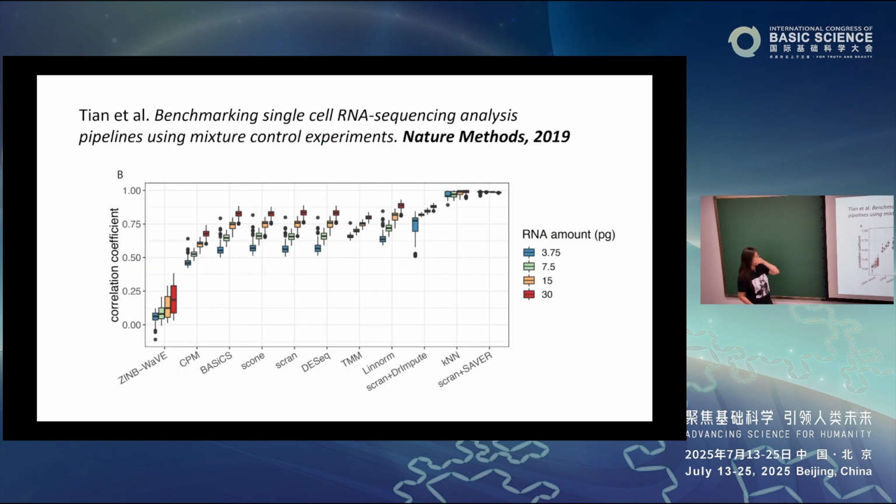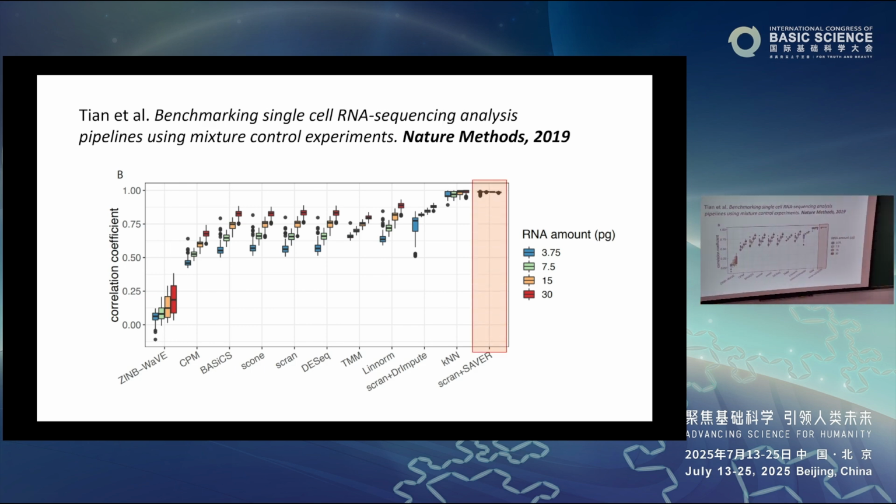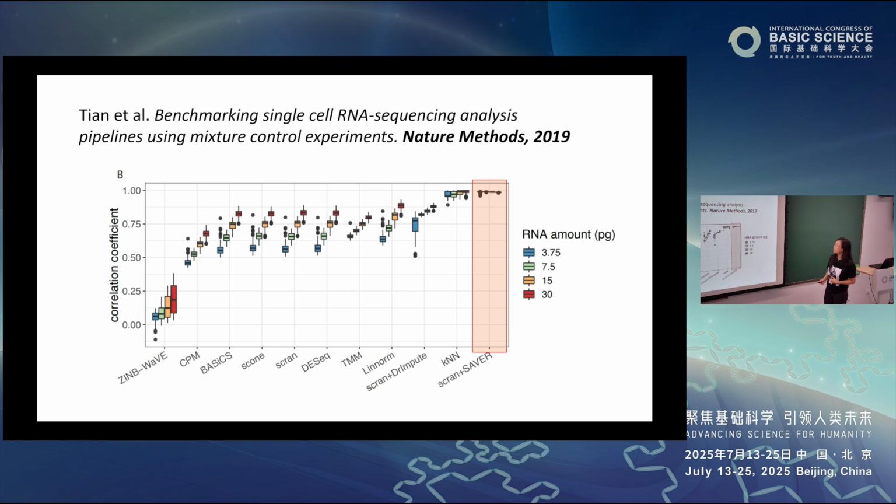And then here's another third-party benchmark that was published in Nature Methods that shows that if you use SAVOR, you can actually get the best correlation between replicate experiments. So it's been validated by other people in the field.